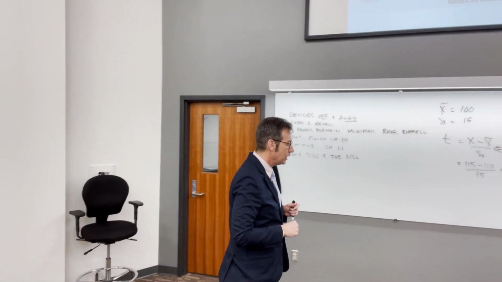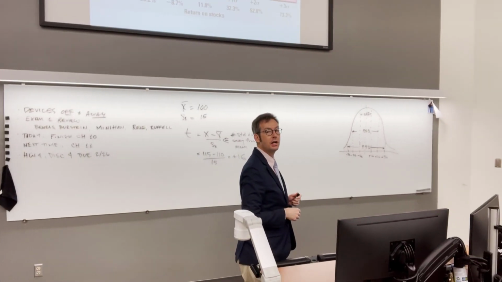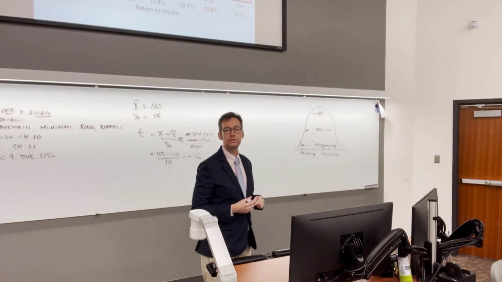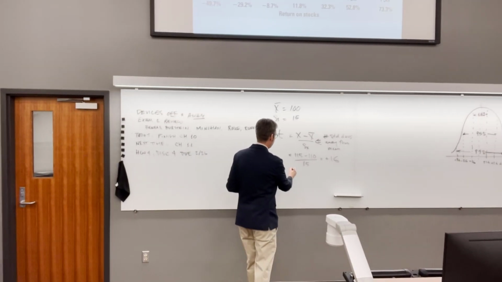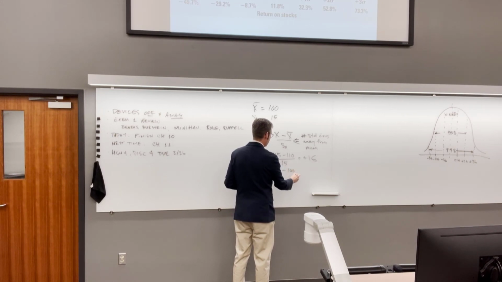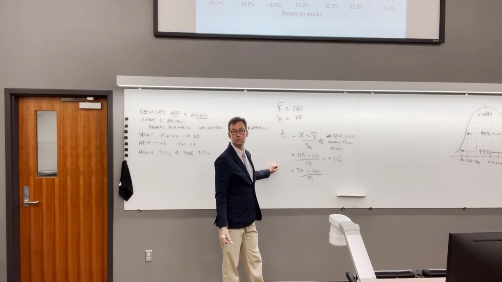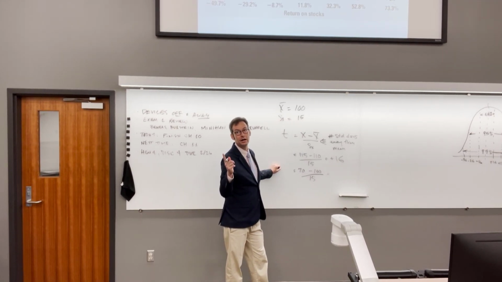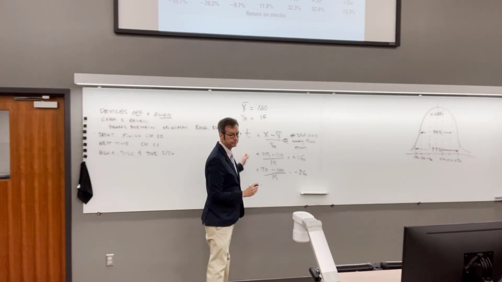What if I said, what is the percentage of the population that has an IQ higher than 70? So we would start out with 70 minus 100 divided by 15. What does that equal to? Negative. What's the sign? Negative. Yeah. Minus 2 standard deviations.